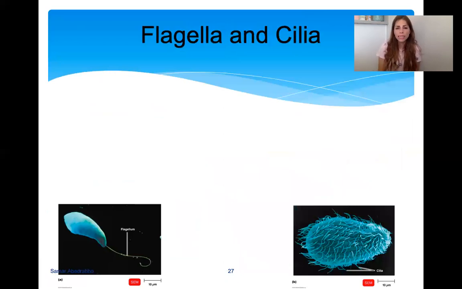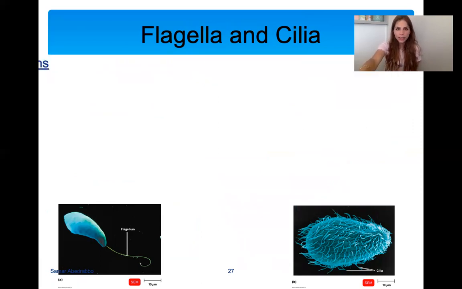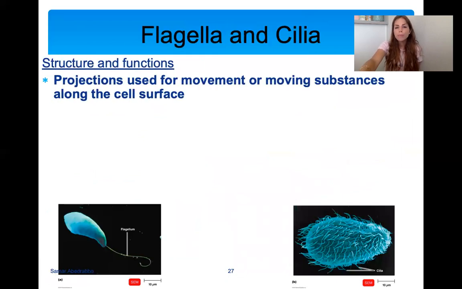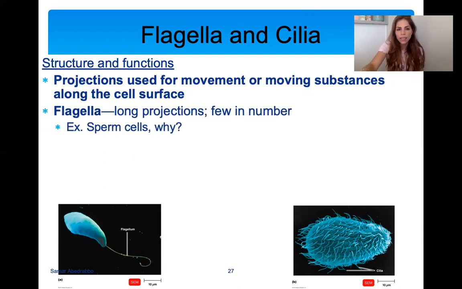Another component that we see in eukaryotic cells are flagella and cilia. They're present in some eukaryotic cells, not all eukaryotic cells. So both flagella and cilia are just projections outside the cell that are important for cell motility and moving substances along the cell surface. So flagella are long projections, and they're few in number on eukaryotic cells. An example of where we see flagella on eukaryotic cells is sperm cells, and the reason is they need to swim to fertilize an egg.